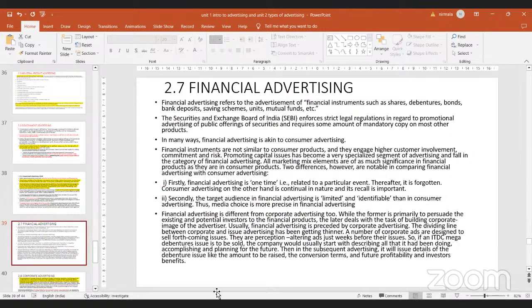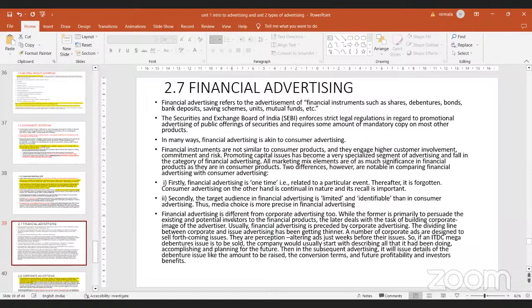When it comes to financial advertising, it refers to the advertisement of financial instruments such as shares, bonds, bank deposits, savings schemes, units, and mutual funds, etc. It is most of the time done by organizations which are into finance, like banks or financial institutions, like Muthoot Finance or maybe Malabar Gold, Manappuram, or all those banks in the country, or private organizations which provide loans to consumers. All those go for financial advertising.